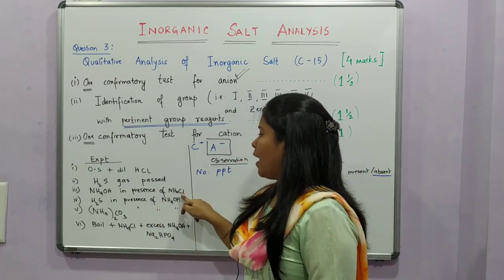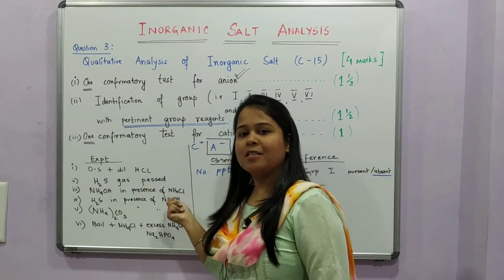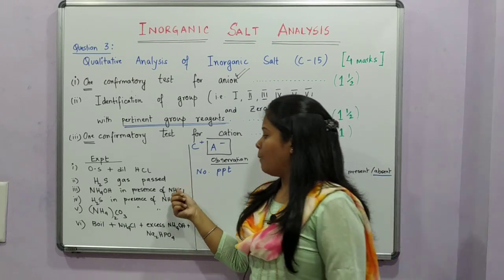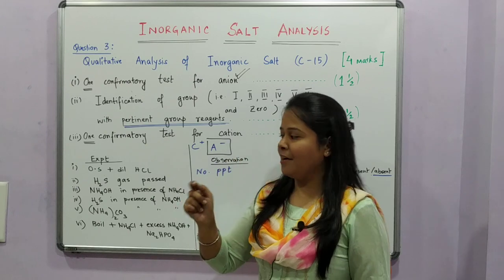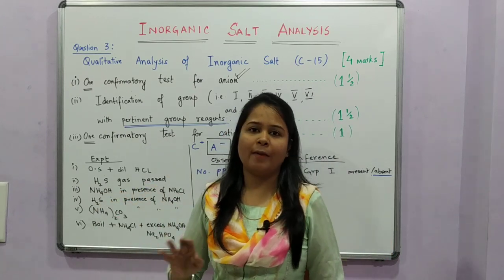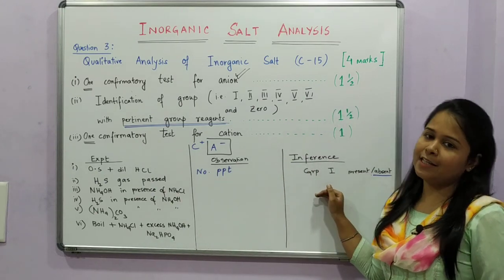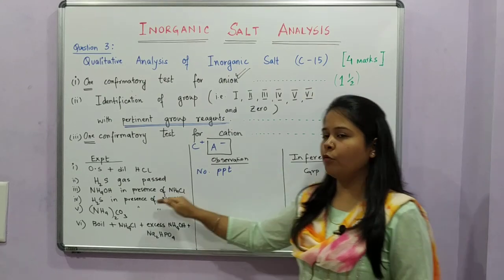Then wait, cool. You add a pinch of ammonium chloride. What is the meaning of the presence of ammonium chloride? Ammonium chloride has to be there beforehand. So a pinch of ammonium chloride has to be added to the contents, and excess ammonium hydroxide to be added. If you get a precipitate, group 3 is present. If you do not get a precipitate, group 3 is absent, go for group 4.